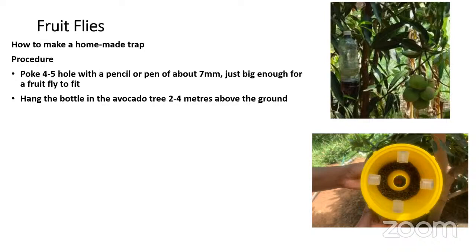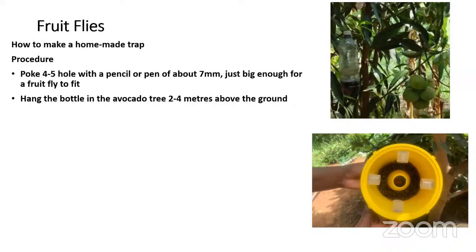Then the procedure is that you get this bottle where you have put your concoction. Then you pierce about 4 to 5 holes with a pencil or a pen, which should be 7 millimeters in diameter, just big enough for a fruit fly to fit. Because what we want is that once it enters the bottle, it shouldn't come out. Then you hang that bottle in the avocado tree 2 to 4 meters above the ground.